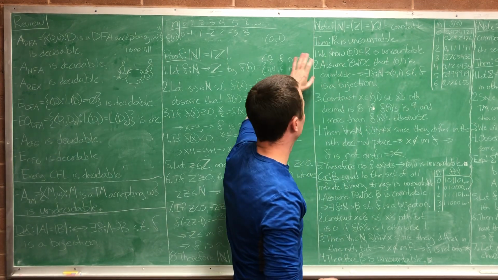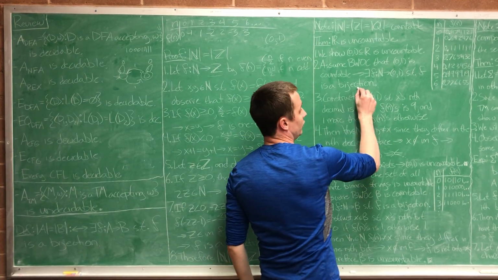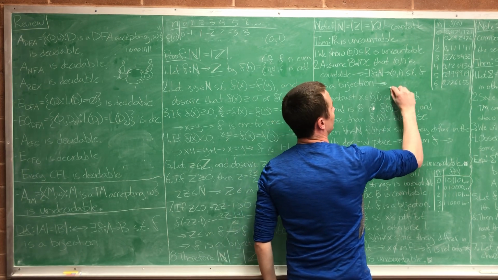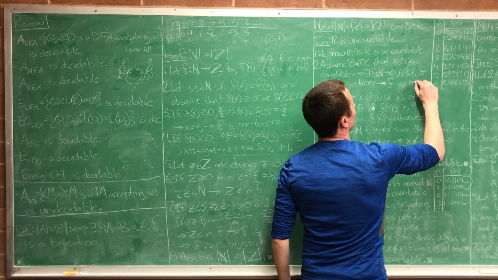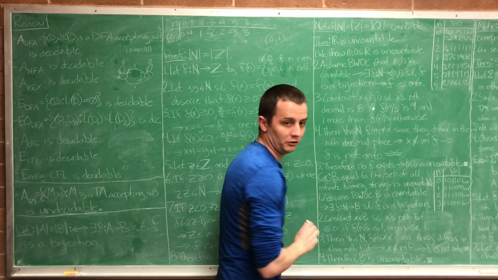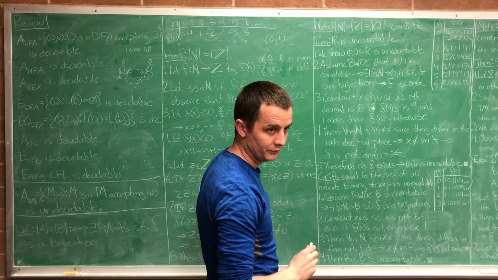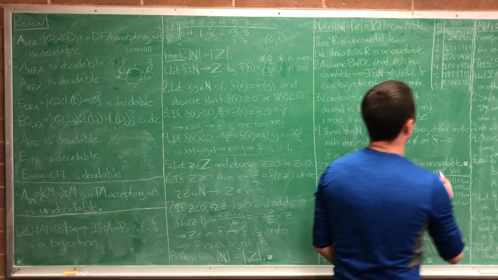So assume by way of contradiction that f is a bijection, or in other words, that implies f is onto. And then we're going to show f is not onto. You with me? Here's the way that we're going to do that.